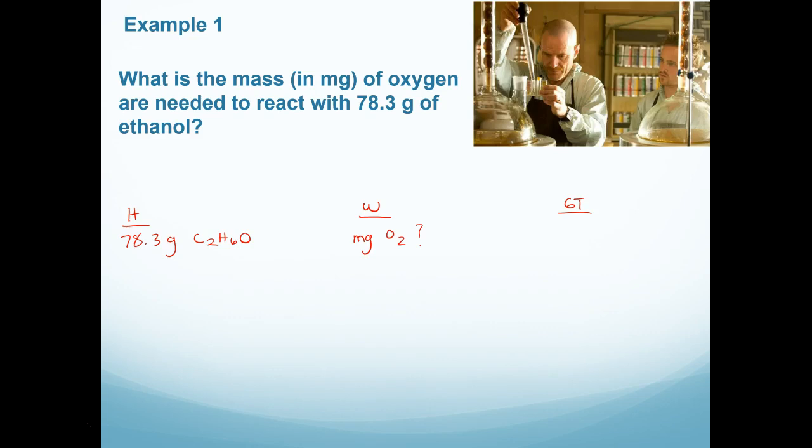So do I have units of grams next to anything? And I do for both, which tells me I need a molar mass of both. So for 1 mole of ethanol, if I go to the periodic table, it weighs 46.08 grams. And remember, we're labeling everything, even though I know it's a pain sometimes.